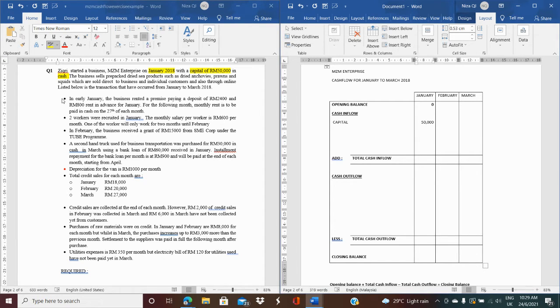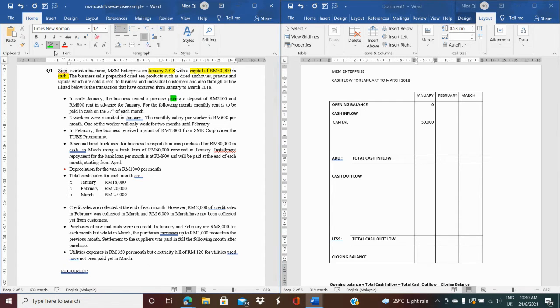Then look at the next transaction. What is stated under the bulleted information: in early January, the business rented a premise. Then what did it say? Paying a deposit of 2,400. So paying means that the business is making a payment, and a payment is an outflow.